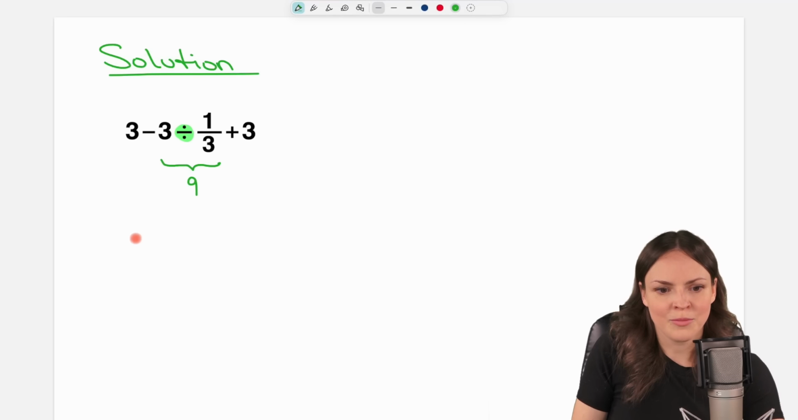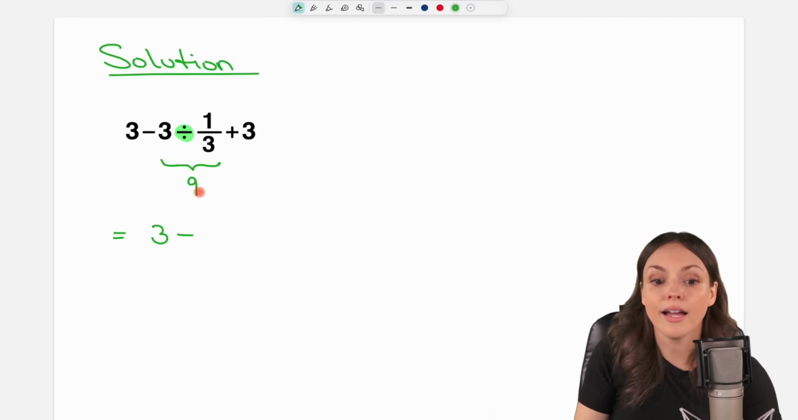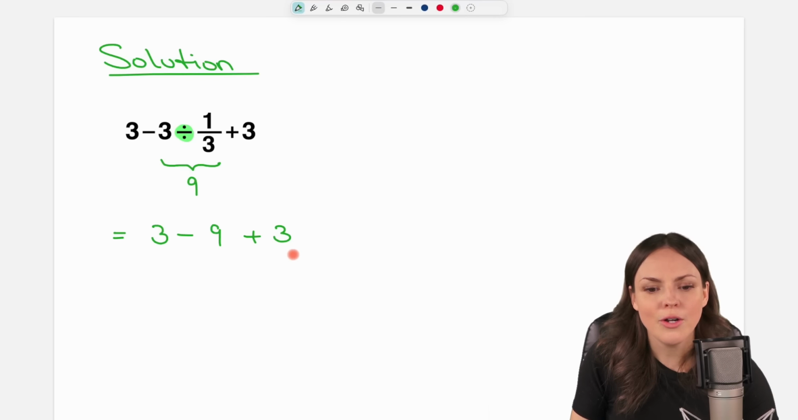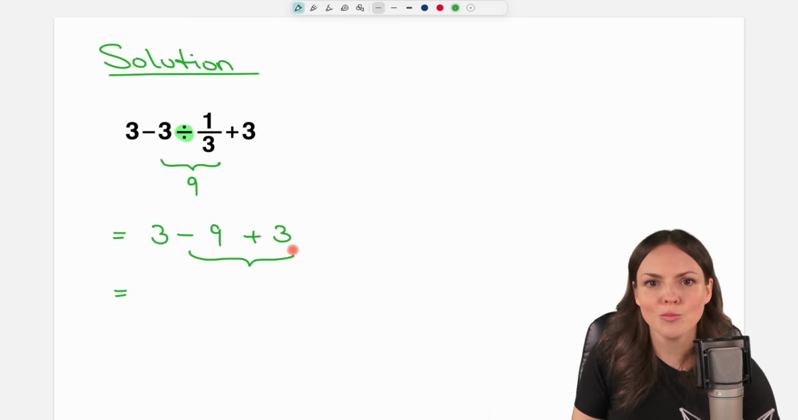Okay, then what do we have here? We have 3 minus the 9 as a result, plus the 3. Okay, now we only have a minus, a plus here. We are now allowed to calculate this however we want. You can start here if you want to, so you can calculate -9 plus 3 first, or you can just go from left to right. Let's do this. So I want to calculate 3 minus 9 first.